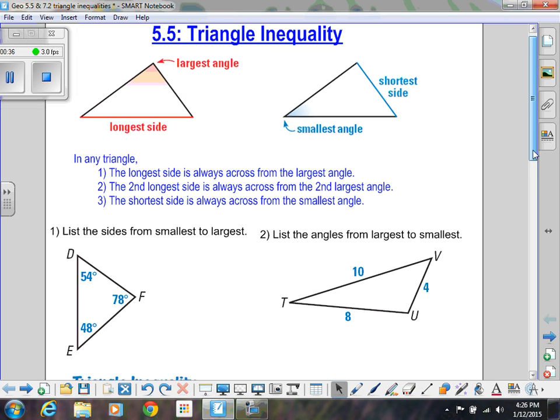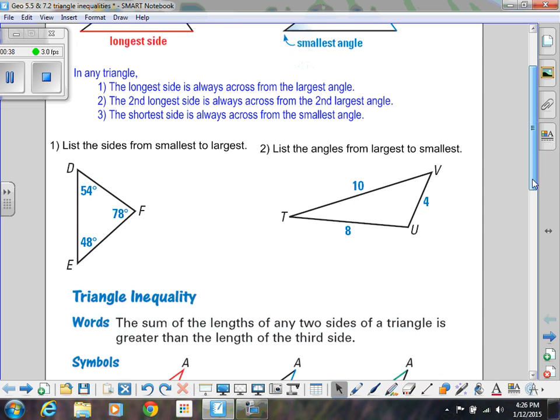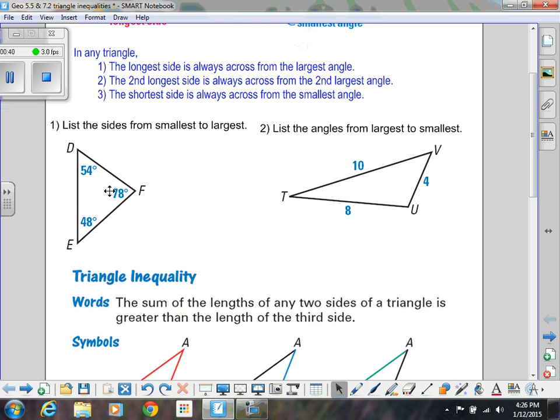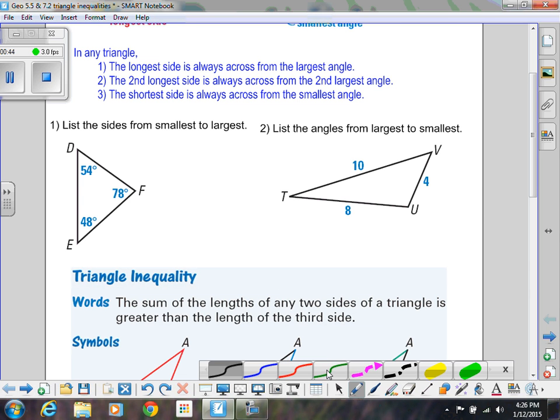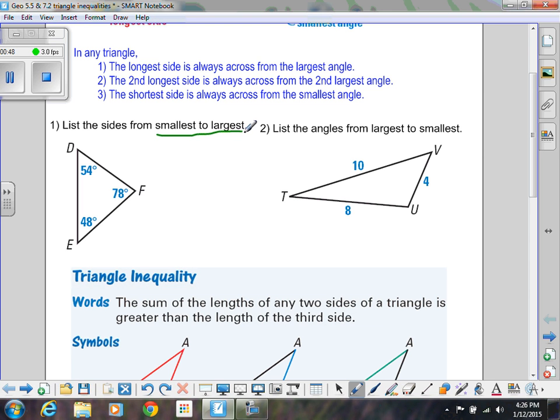So let's go ahead and apply this, and let's list the sides of this triangle from smallest to largest. First of all, I want to make sure we are reading the directions carefully. We're going to go smallest first, then the largest. So the smallest one will be across from this 48. I like to mark them with these little tick marks. And then the second largest will be across from this 54, so that's going to be the second largest. I'm going to do 2 for that one. And then 78 is the largest angle, so this side across from it is going to be the largest side.